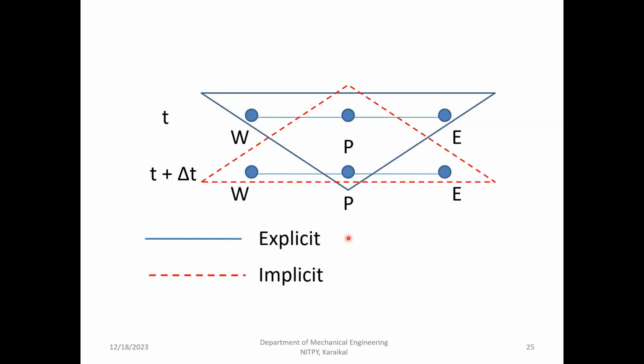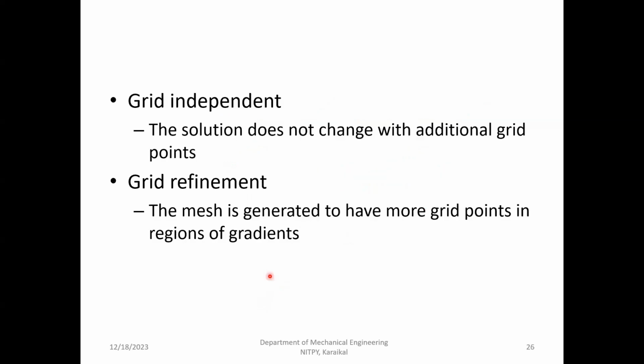Both are going to have their own advantages and disadvantages. So when people are going for coding, they will be worried about explicit and implicit, but commercial software will have methods to go with an implicit scheme much faster. Okay, so one thing you have to be careful about when you go for Fluent is the mesh.